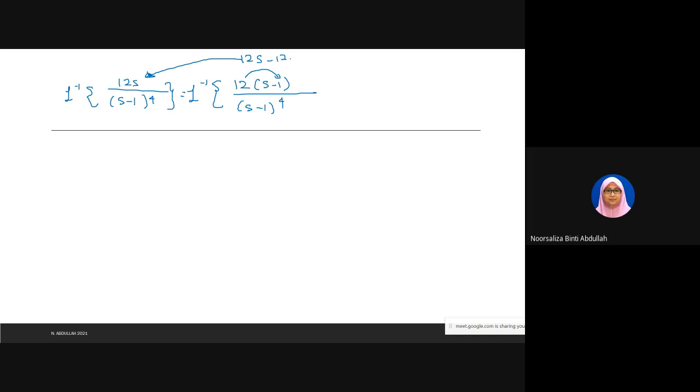Tak boleh. You kena tambah lagi so that you can cancel this 12. So if you want to cancel this 12, so you have to plus another 12. Right. So 12 tolak 12 kosong kan? Then you just have 12S saja. Betul? Which is sama dengan yang ini. So here you have to plus with 12.